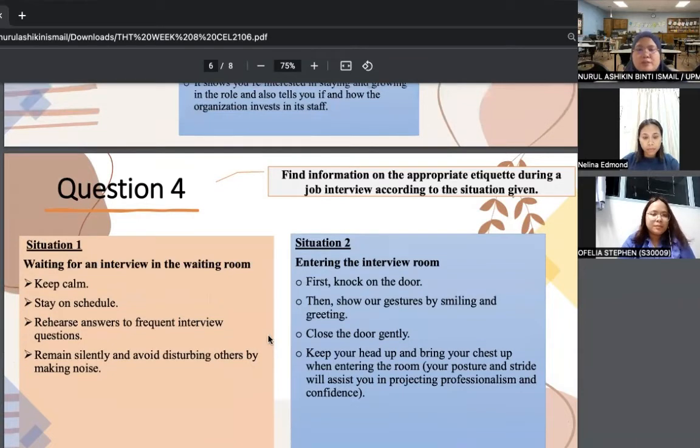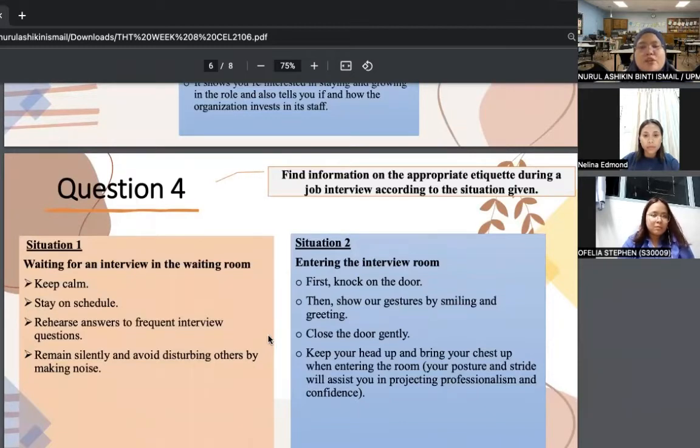For the first point, in this situation, the applicants need to be calm. Yes, everyone is nervous about the interview, but it will be easier for us to answer all the questions when we step into the interview room in a peaceful mood.